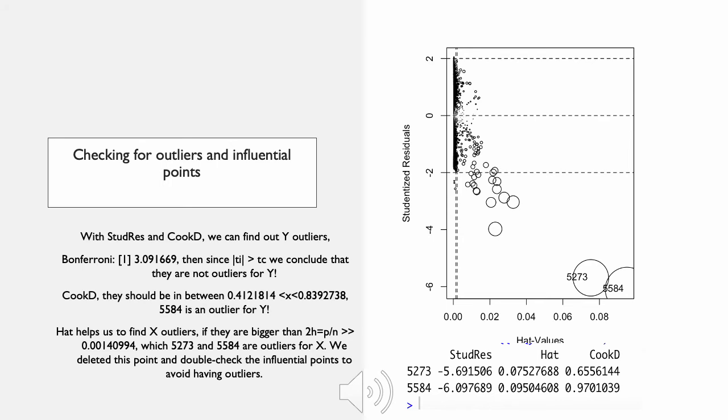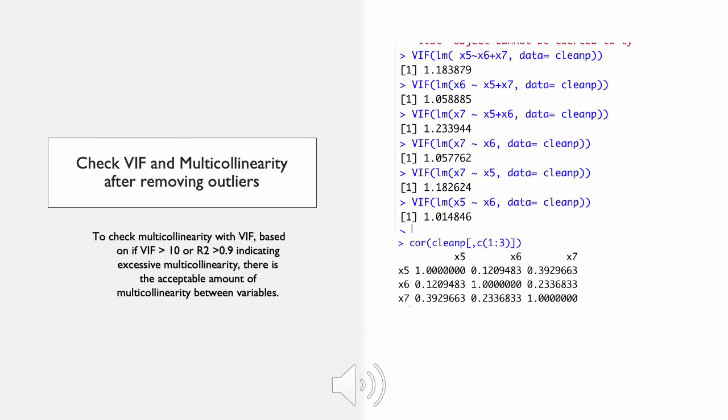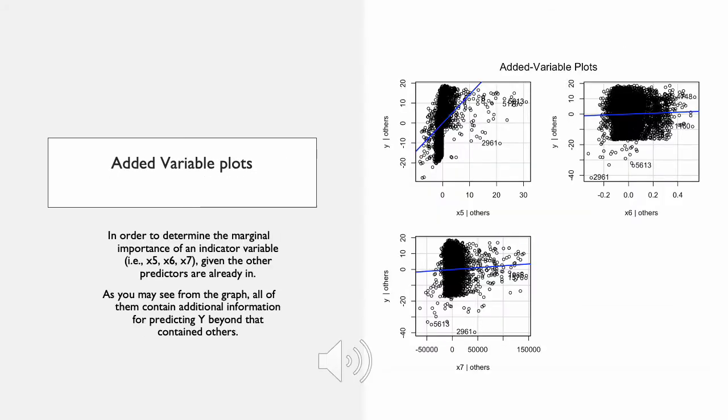Here we are trying to find influential points and outliers, and after we figured out outliers for x and y, we remove them and clean our data. Here we check VIF and multicollinearity again after removing data, and the values also look good. From this slide, we find out that all variables are important given the other predictors are already in the model.